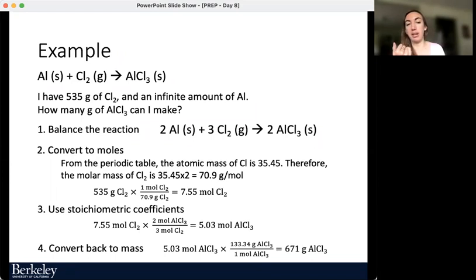I'm going to use up all my aluminum. If there's a finite amount of both, you have to figure out which of those is important. And we'll talk about that in a minute. So I will come back to that question in 10 minutes.